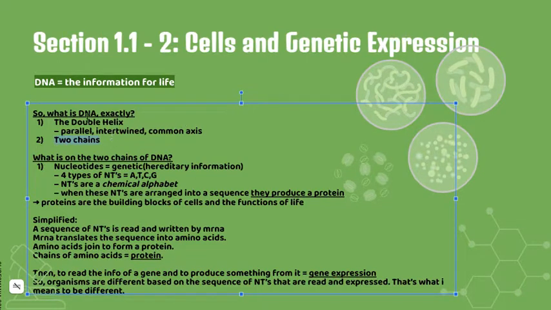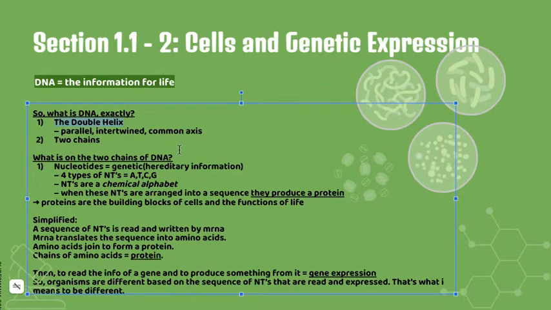We're going to think of DNA as two chains, and these two chains are parallel. They're intertwined, they run through each other, and they originate from a common axis, okay, from a common point. And we're going to call this shape of two chains that are parallel and intertwined around a common axis the double helix. Okay?